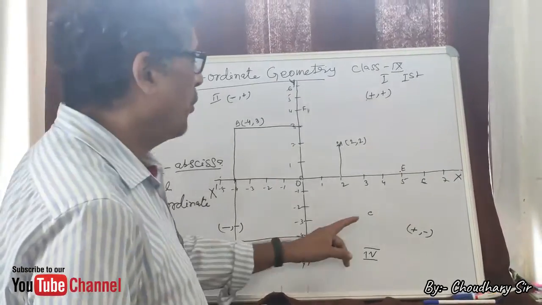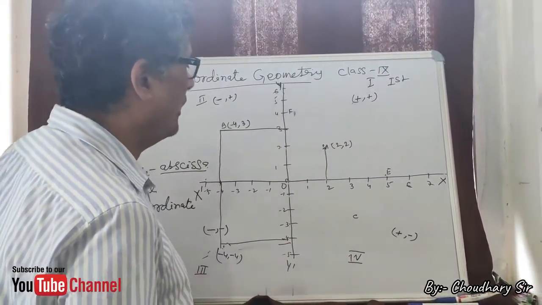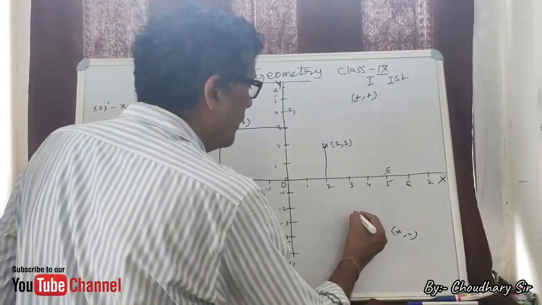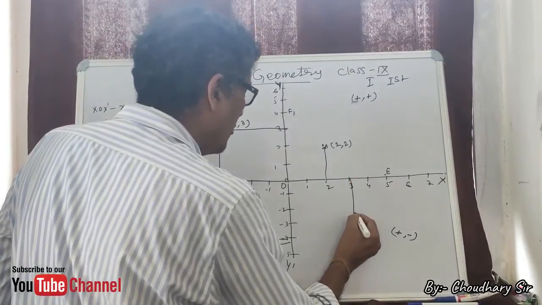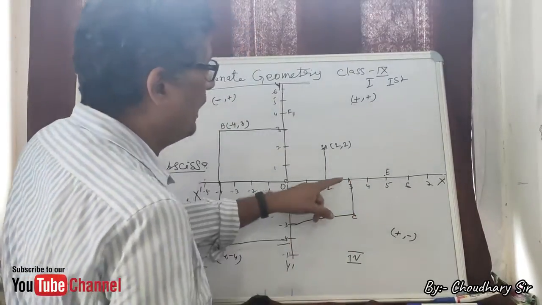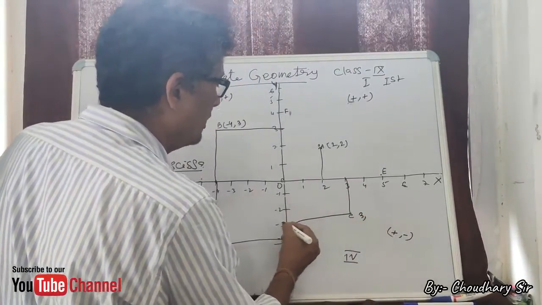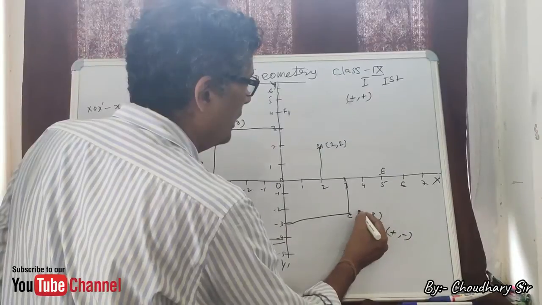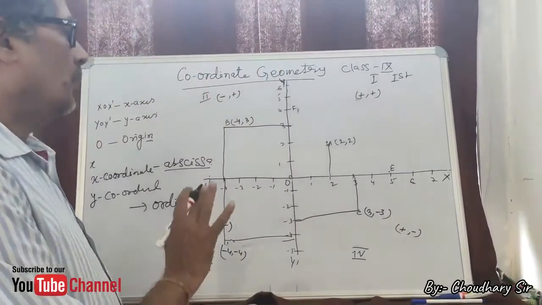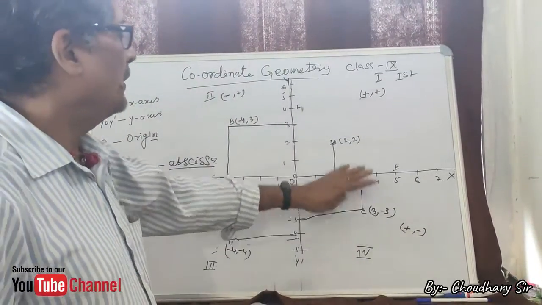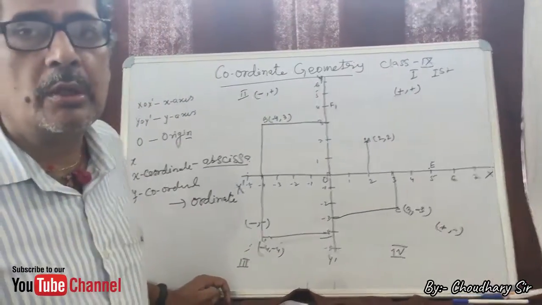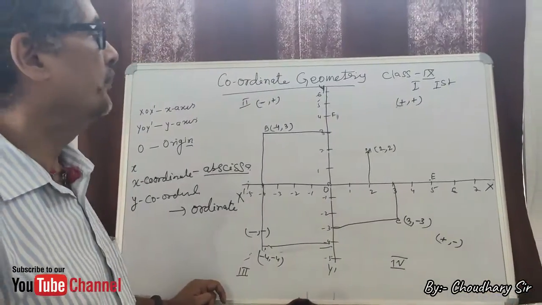And see point C. What is the coordinate of point C? Draw the perpendiculars on the x-axis and y-axis. On the x-axis it is 3, so the x-coordinate is 3. On the y-axis it is minus 3, so the y-coordinate is minus 3. Okay? So in this way we can find the coordinates of any point.